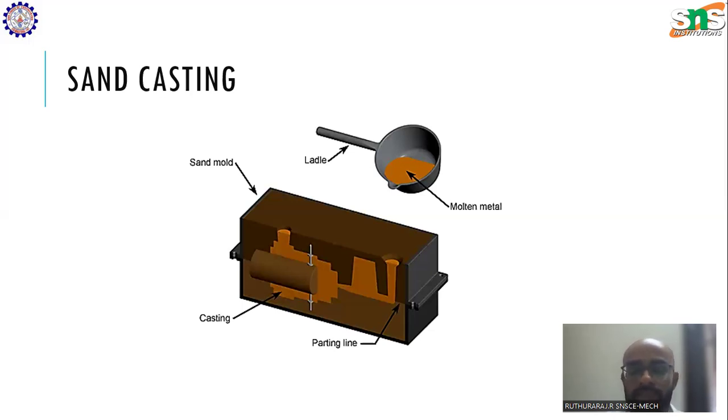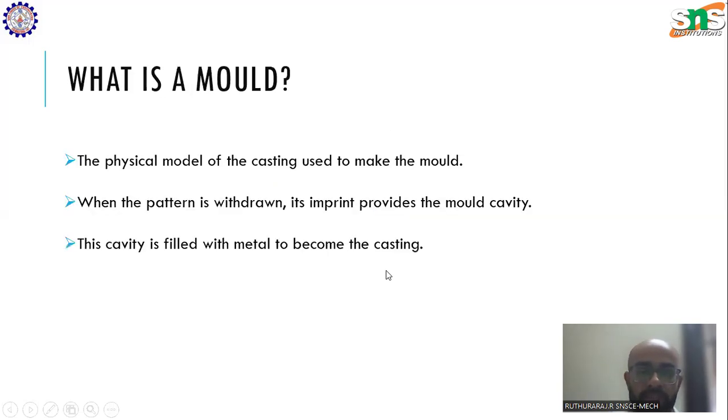Once the drag is filled with sand, the pattern will be placed over it and the sand will be rammed with the help of rammers. Once it is rammed, the sand will take up the shape of the pattern. As we can see here, this is the space where the pattern was placed. This is the replica which we need. Once the pattern impression is made, other components are incorporated to bring the molten metal into the sand cavity. So as you can see here.